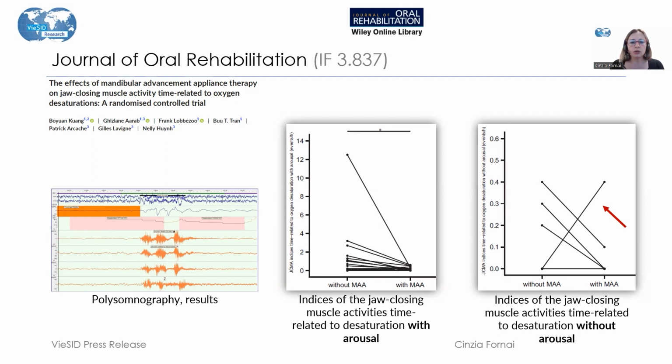However, I think we can conclude that this contribution showed an improvement of respiration and sleep quality thanks to the use of mandibular advancement appliances in patients with obstructive sleep apnea, with a reduction of muscle activity associated to hypoxia.